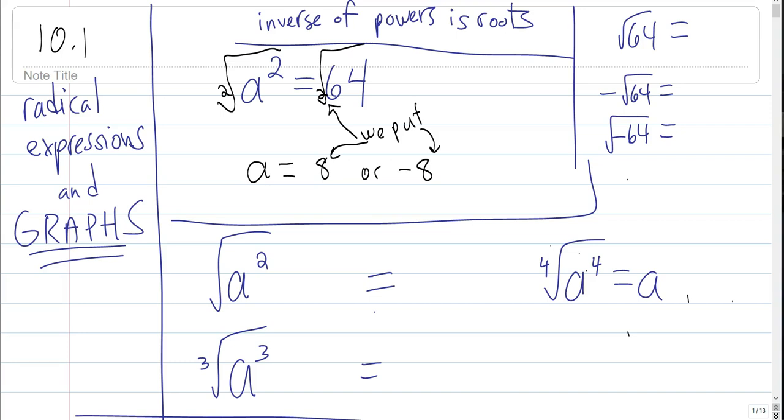So in this, like I said, we're going to be simplifying. So if I just had the square root of 64, the answer to that would just be 8. Well, how would I know if I wanted a negative? Well, then they'd put a negative in front of it. The negative square root of 64 would be a negative 8. That's how they're going to handle it in section 10.1.